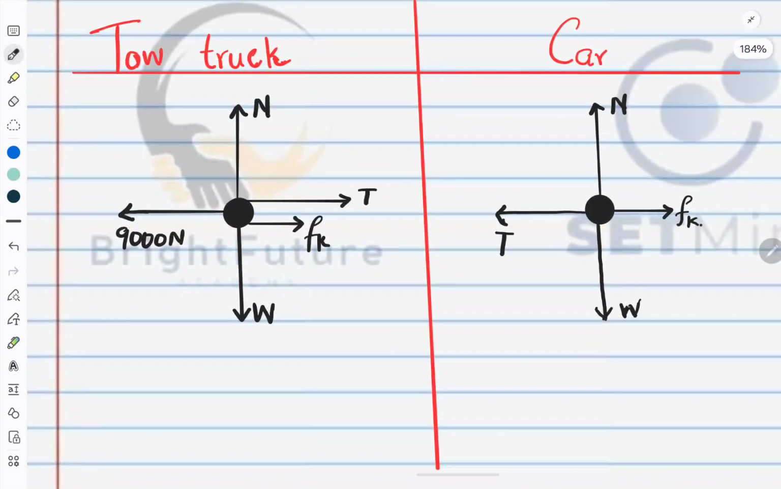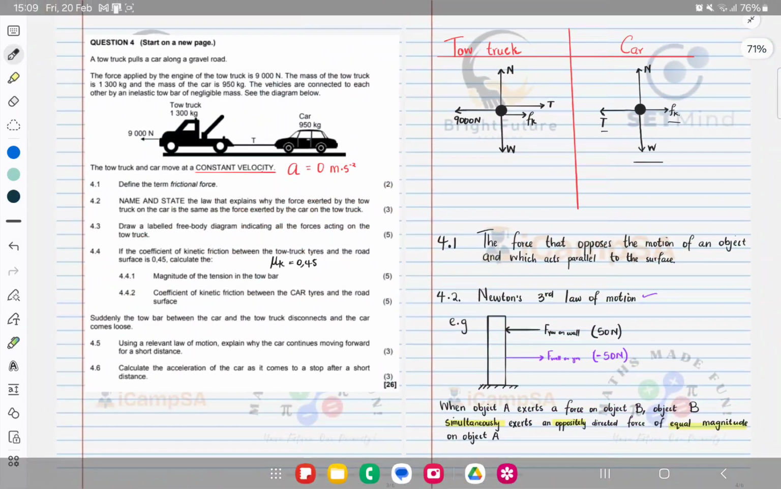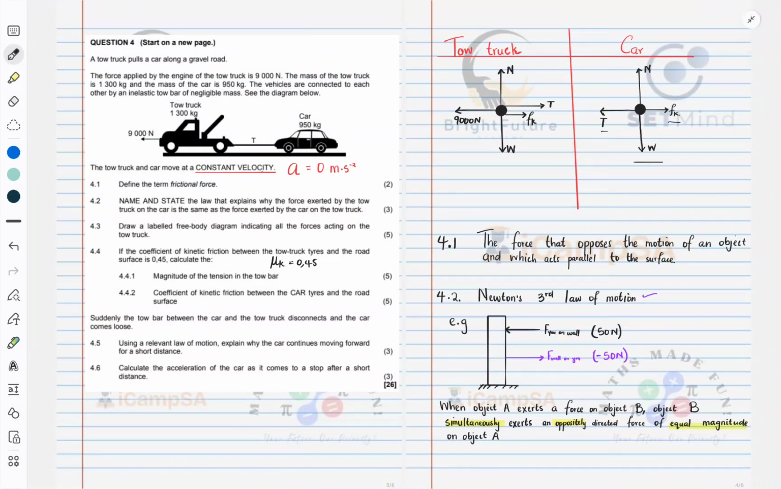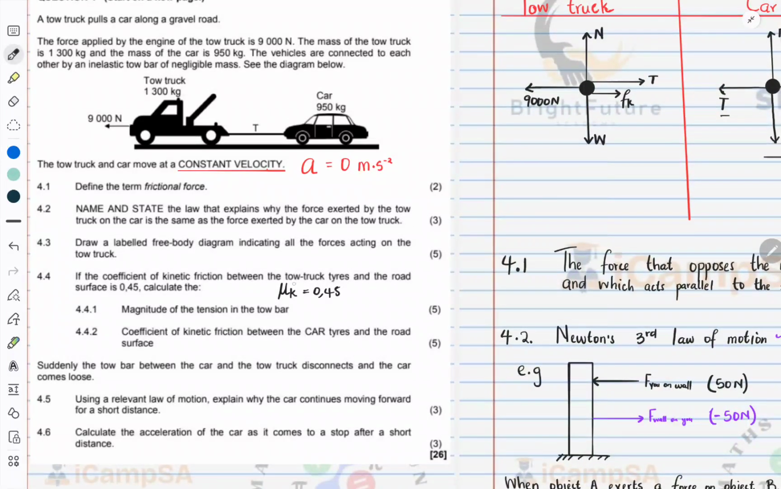we can either use the car's free body diagram or the tow truck's free body diagram to find the magnitude of tension. This one just has 2 forces, so I think we should use the car so that we can finish fast. How many marks is this? 5. Okay, let's read carefully to make sure the coefficient is not for the car. The coefficient of kinetic friction is between the tow truck tires. Okay, it's for the tow truck, so you can't use the car.